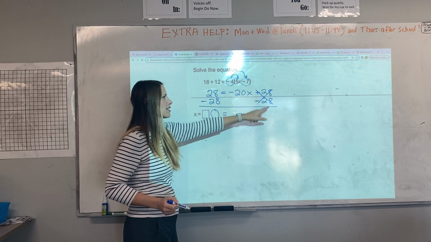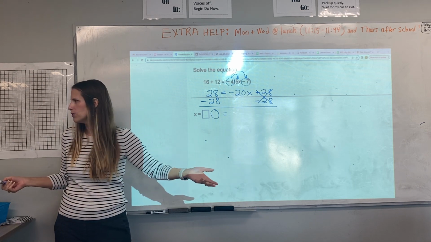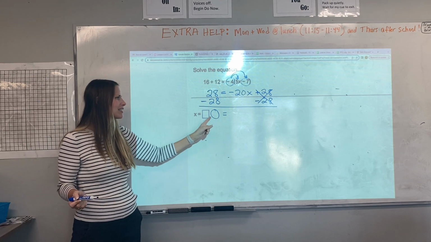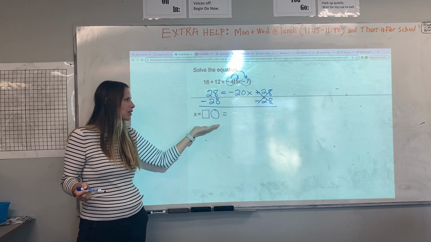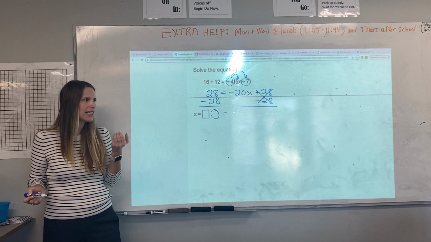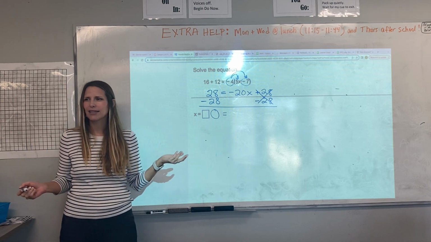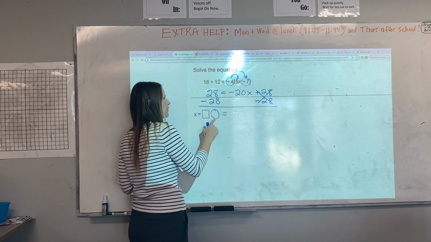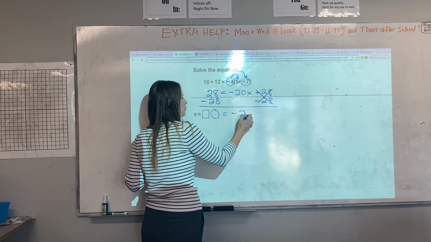You know how when we cancel that out, we don't need to show the 0, right? When we cancel this out, we definitely need to show the 0 because it's the only value on this side of the equal sign. If you don't write anything, you're going to have this equals blank, and that's not going to make any sense. So we have 0 equals -20x.